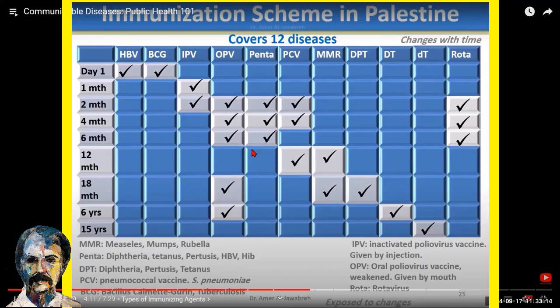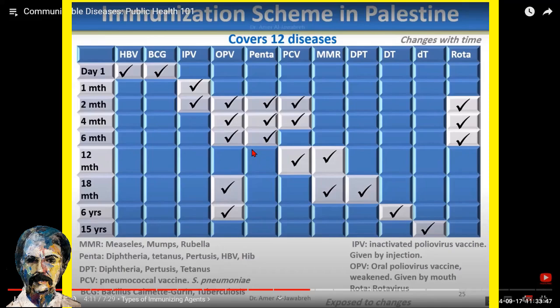Second, we go to Penta. What is Penta? Penta, 5, which means this vaccine will protect you in one shot from 5 diseases. What are these 5? Diphtheria, Corynebacterium diphtheriae, tetanus, Clostridium tetani, pertussis, Bordetella pertussis, hepatitis B, and HIB, which is Haemophilus influenzae B. These 5. And you will have them at 2, 4, and 6 months of age.